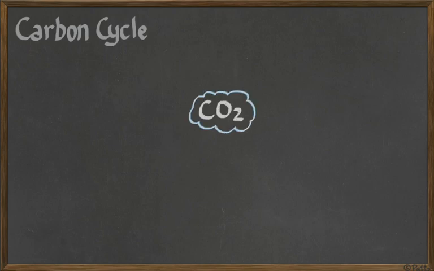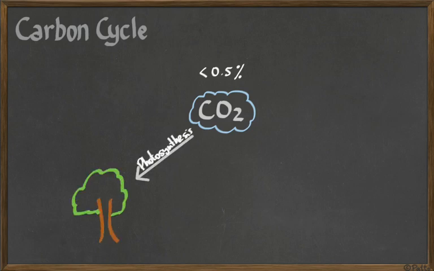So, carbon dioxide is in the atmosphere and is the third gas in the composition of the atmosphere. It's not much, it's less than 0.5%, but that's enough already for plants to be able to do photosynthesis and to glue those carbons together, making organic molecules.